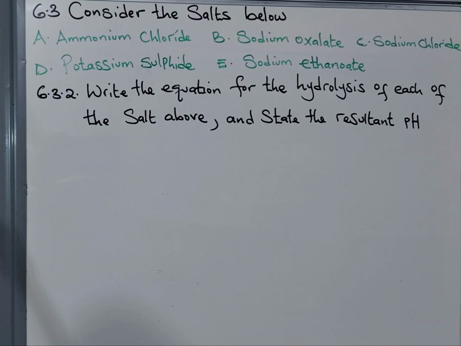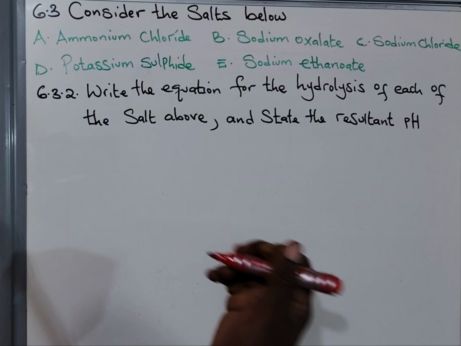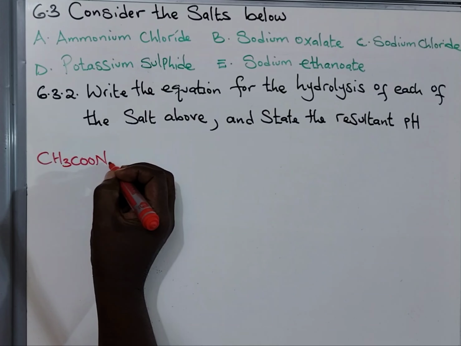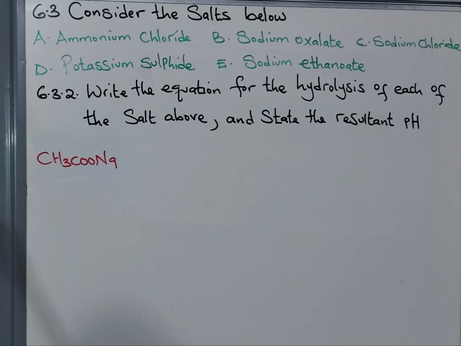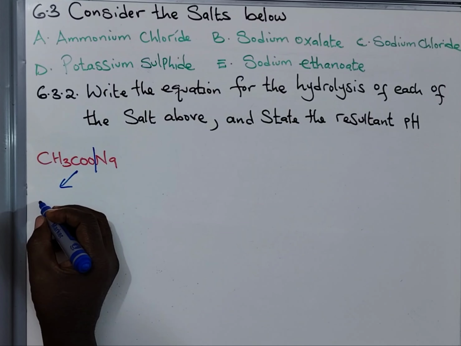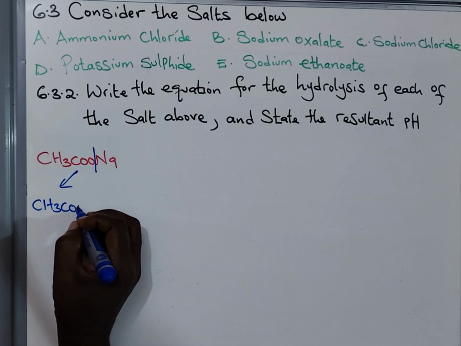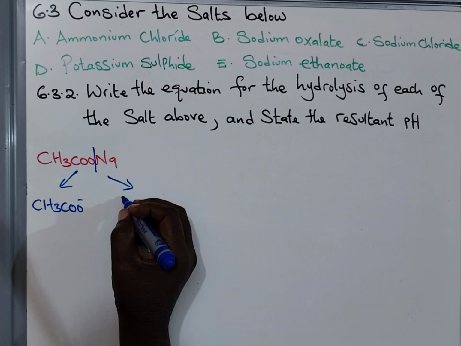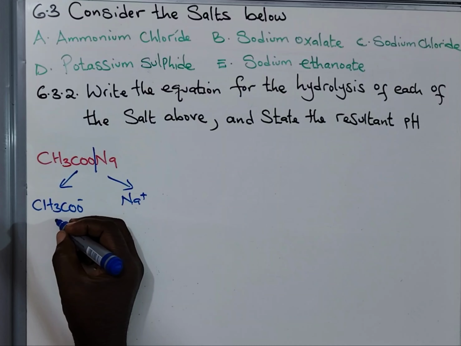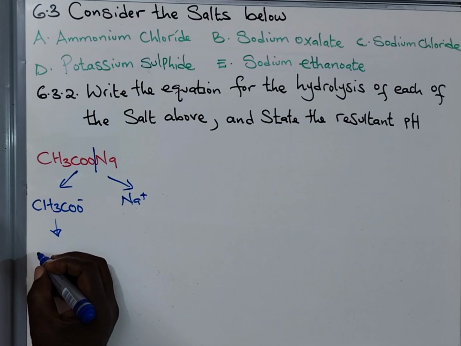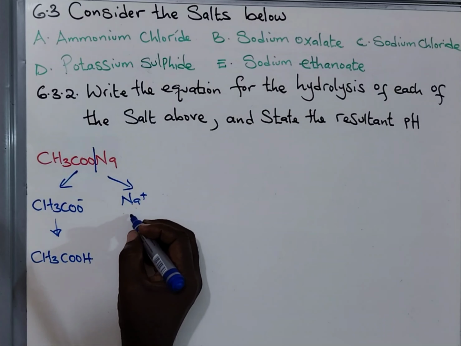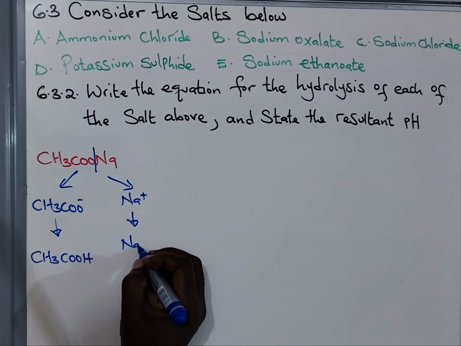Then lastly, we have sodium ethanoate, which is CH3COONa. That's the salt. What do we do? You break it up into its constituent ions. Here you have ethanoate ion, and here you have sodium ion. Next, you trace the origin of these ions. You have to know that ethanoate ion comes from ethanoic acid, and sodium ions come from sodium hydroxide.